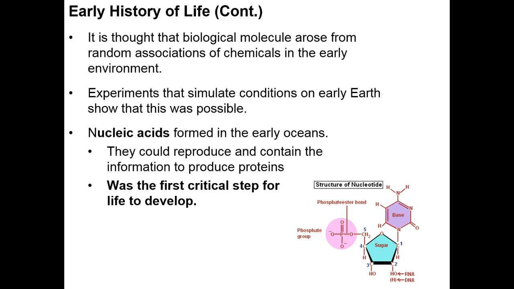It is thought that biological molecules rose from random association with chemicals in the environment. This means that chemicals were able to bump into one another and form more complex chemicals based on their chemistry. Experiments that simulated conditions on early Earth showed that this was possible. Nucleic acids were able to be produced in the oceans. Nucleic acids are important because they can replicate and contain information for proteins. These proteins are able to participate and facilitate chemical reactions. This is believed to be the first critical step for life to develop.